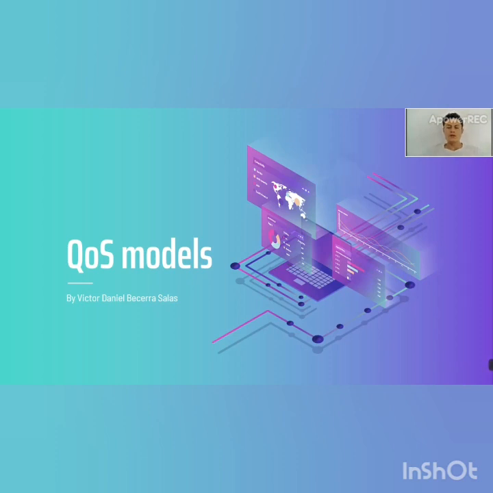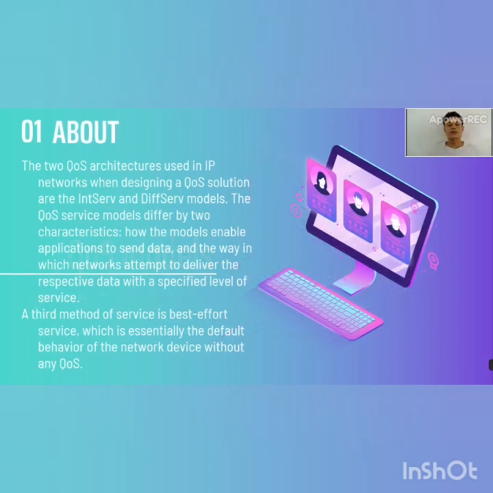QoS models. The two QoS model architectures used in IP networks when designing a QoS solution are the IntServ and DiffServ models. There are three types of models that we are discussing in this video and in this presentation, which will be presented in the next slides.